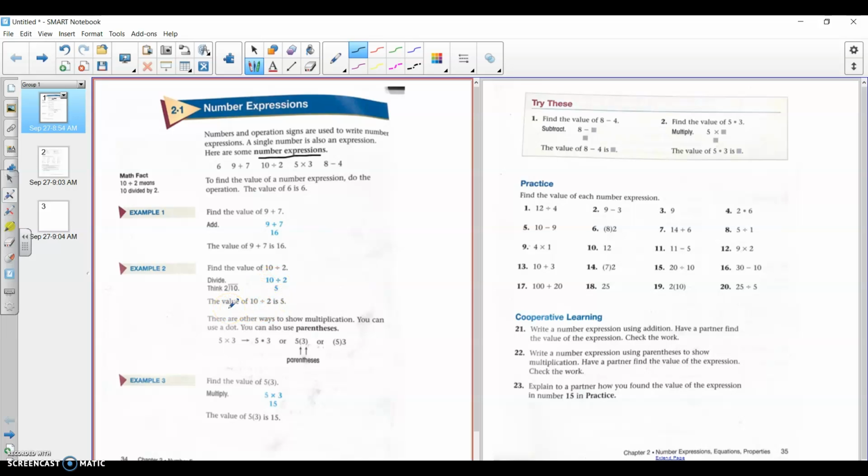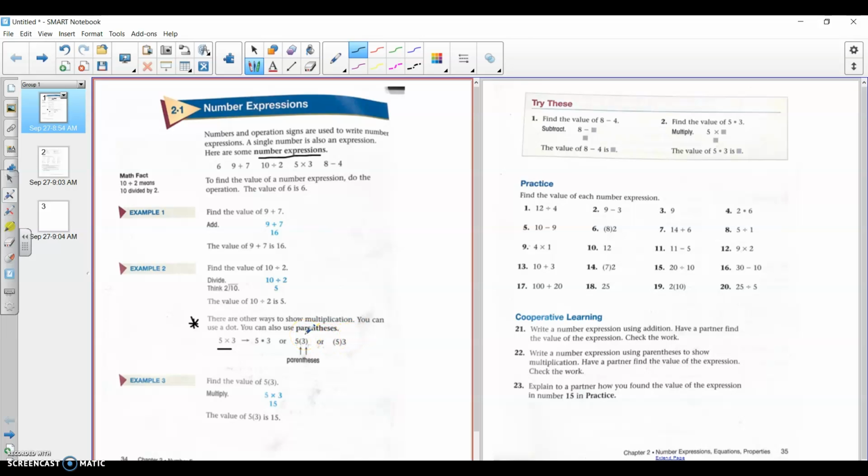There are other ways to show multiplication, and this is very important. You can use a dot. You can also use parentheses. And for the remainder of your school careers, you will be seeing these options, and you'll have to know. You're typically used to 5 times 3, but you probably in the last few years have seen the dot used in multiplication. Now we're going to see quite a bit the parentheses being used. 5 times 3 or 5 times 3.